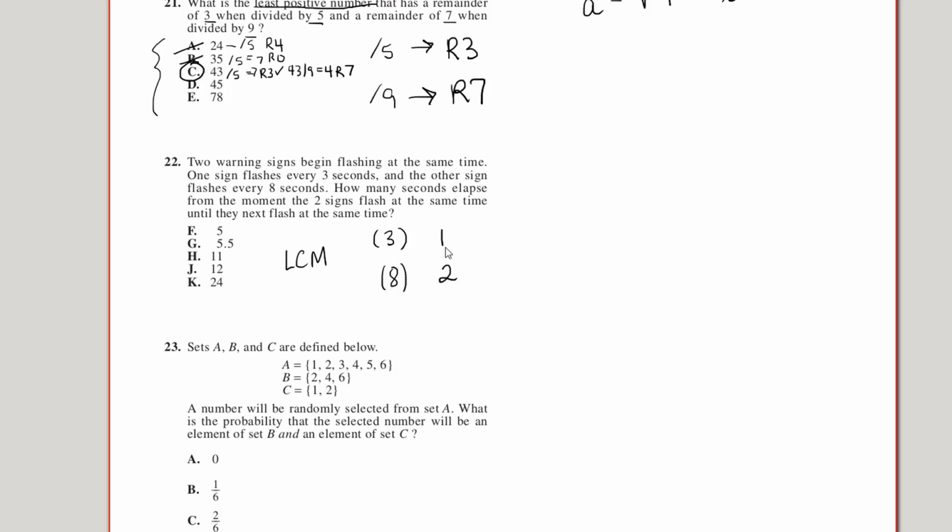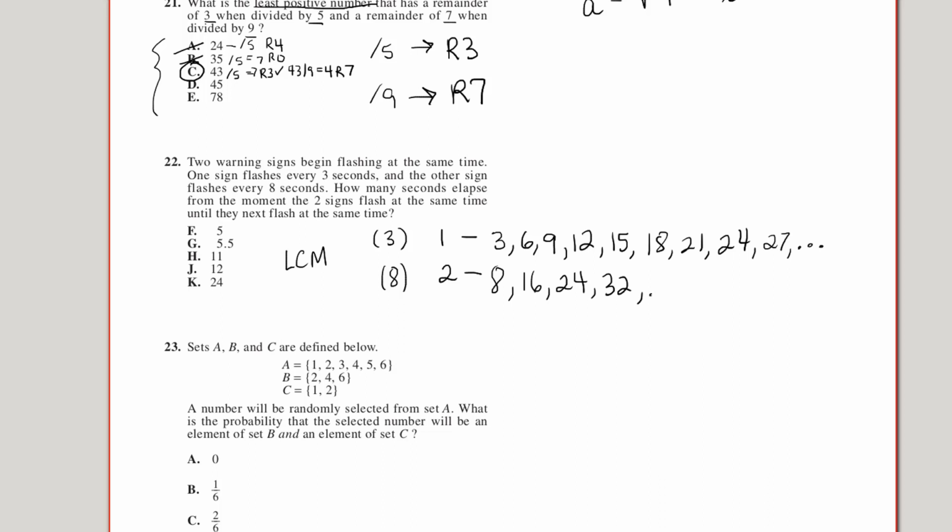Because what we're looking at here for these particular warning signs, they occur at the same time, and this one occurs every 3 seconds. So it's going to be at time 3, 6, 9, 12, 15, 18, 21, 24, 27, and on and on and on. We could continue on, right? We're doing multiples of 3. The second light flashes every 8 seconds. So that's at 8, 16, 24, 32, and on and on and on.